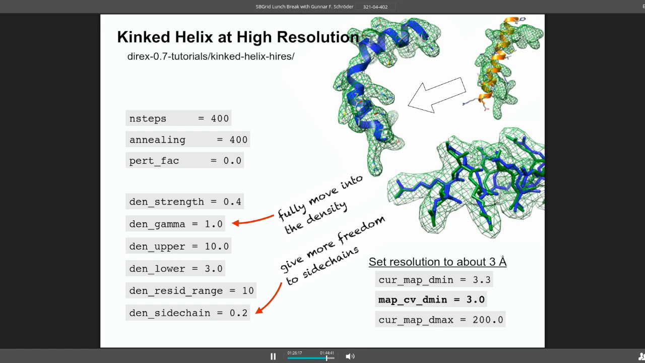And the resolution, of course, then also needs to be adjusted, in this case to 3.3, and then the free map is set so that the free shell is the range from 3 to 3.3 angstrom in this case.